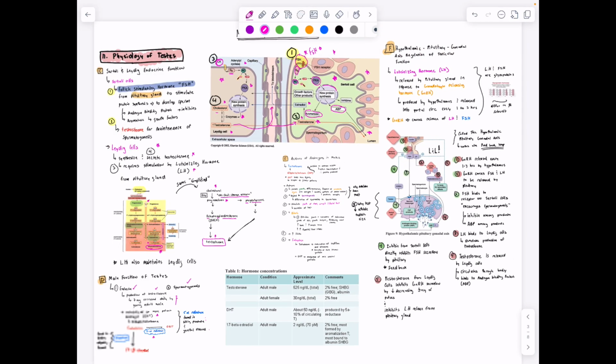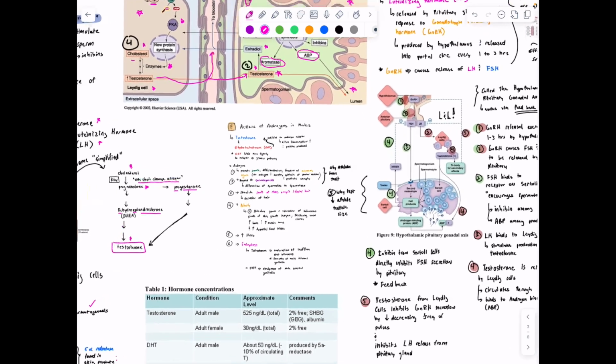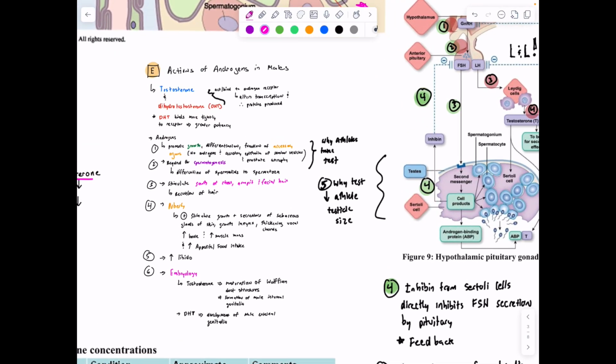Then we had activation of androgens in males. So one of the points that we have is dihydrotestosterone, DHT, binds more tightly to the same receptor that testosterone binds to. And so basically, what are the actions of these two androgens?